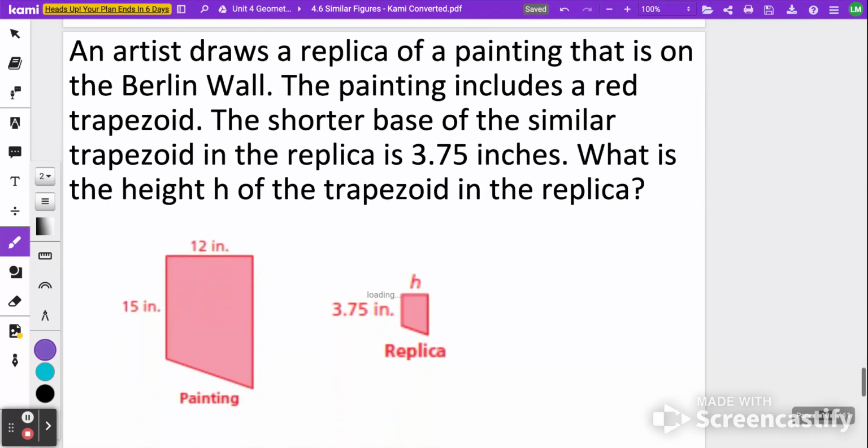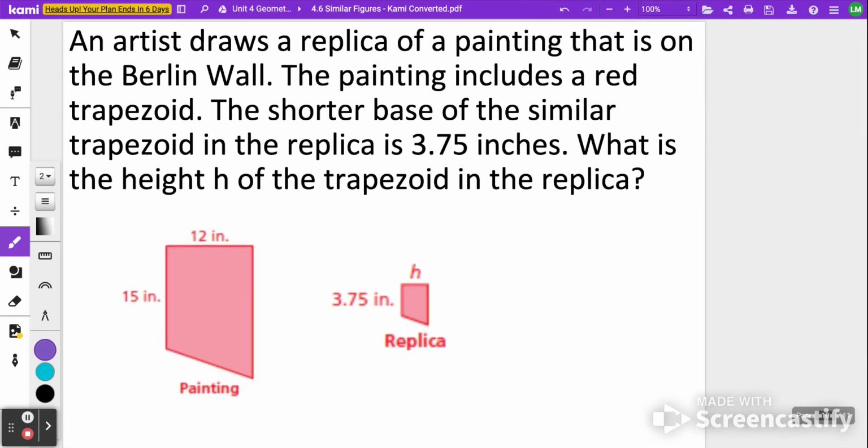An artist draws a replica of a painting that's on the Berlin Wall. The painting includes a red trapezoid. The shorter base of the similar trapezoid in the replica is 3.75 inches. What is the height h of the trapezoid of the replica? So again, we're starting with big shape to small shape. So 15 matches to 3.75. So 12 is going to match with h.